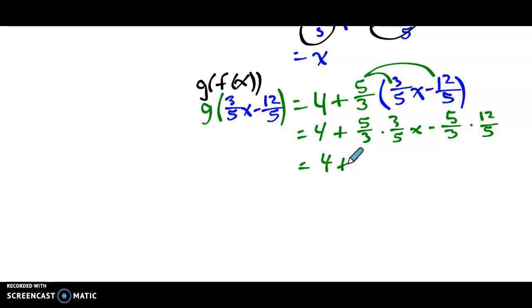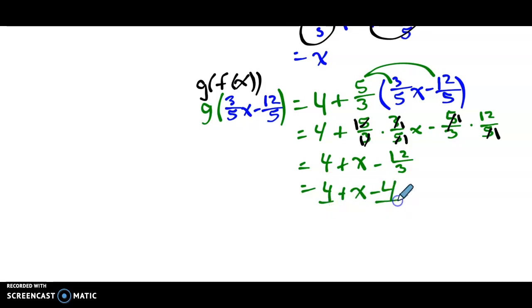We just bring down the 4 from the beginning. Again, like before, I have 5 that's divisible by 5, so it's 1. And then 3 divisible by 3. So we're left with x minus, right here, we can also divide these by 5. So that's 1. So then 12 times 1 is just 12, and then 3 times 1 is 3. And we can even simplify further. 12 divided by 3 is 4. And look at that. We have 4 minus 4, which is 0. So we are left with x.